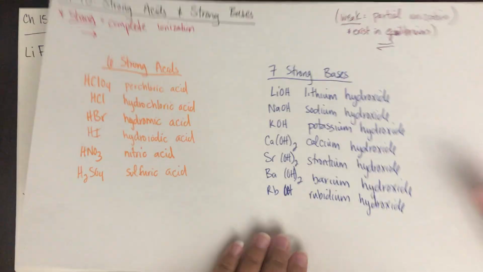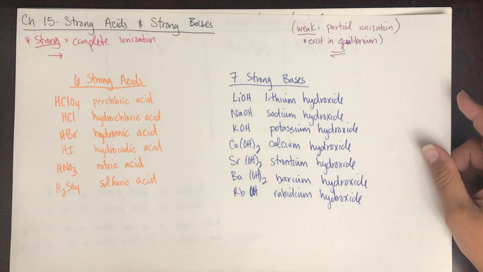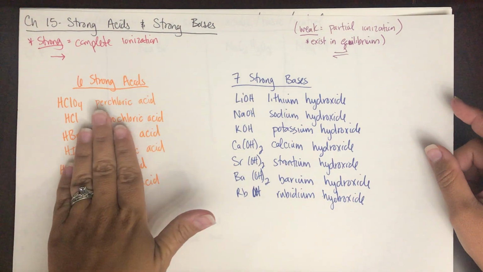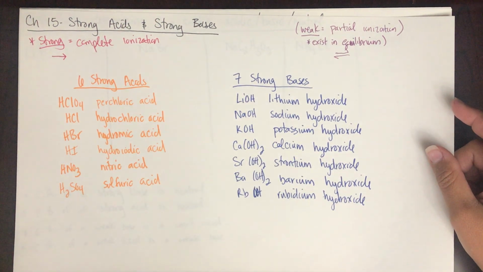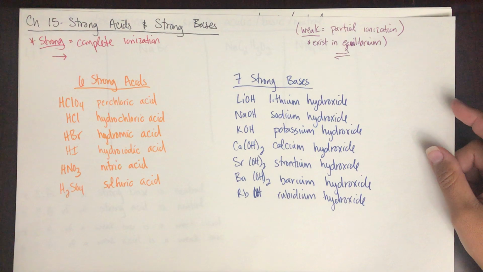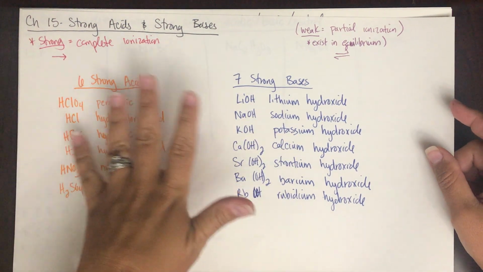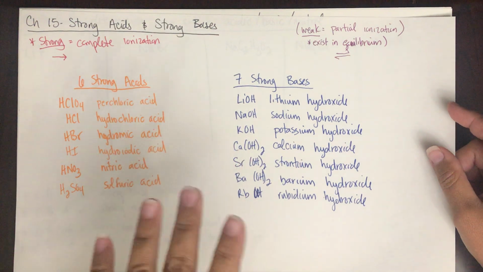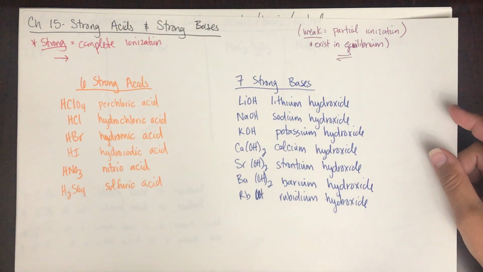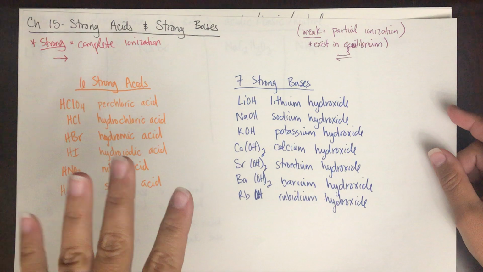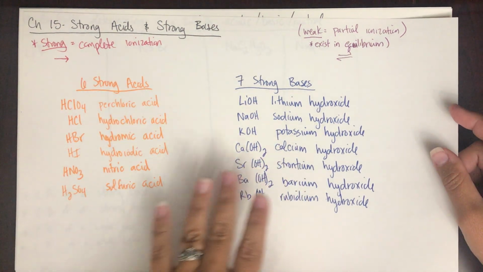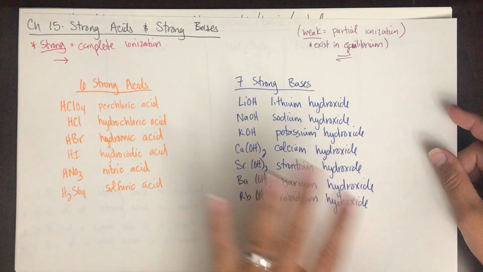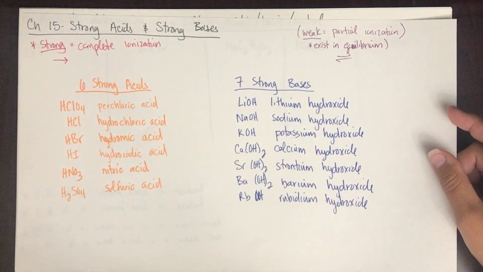Remember, you are responsible for the 6 strong acids and the 7 strong bases. Anything that is not on this list of the 6 strong acids and the 7 strong bases is considered weak. So you need to know this. You need to have these memorized. You do not need to have all of the weak acids and the weak bases memorized. There are hundreds. All you need to know is what these strong acids and bases are, and then everything else that's not on this list you can assume is weak.